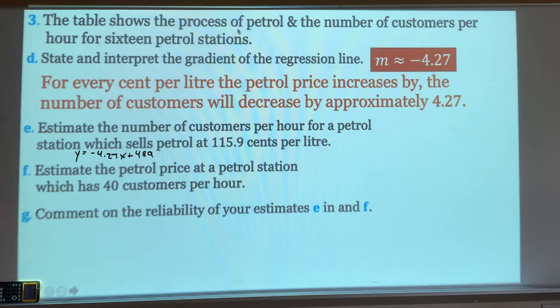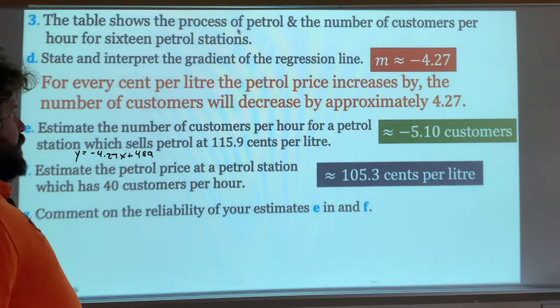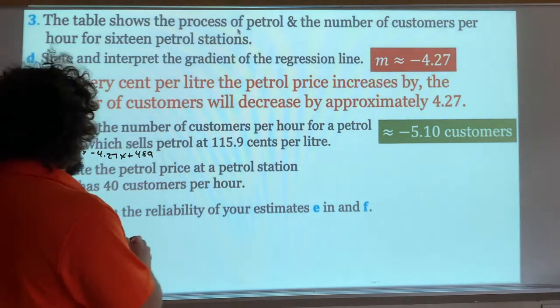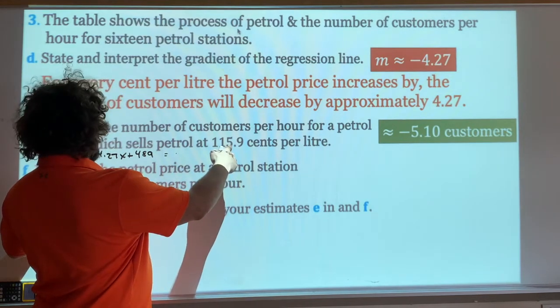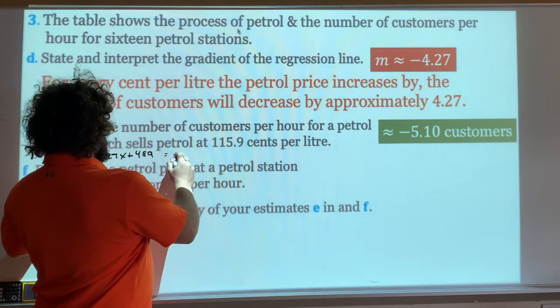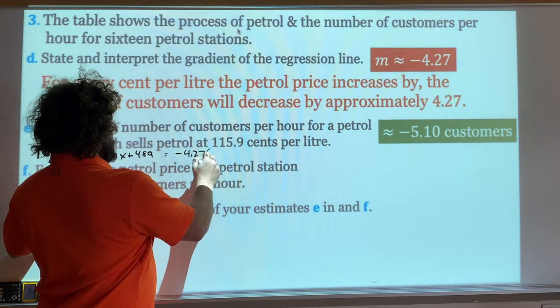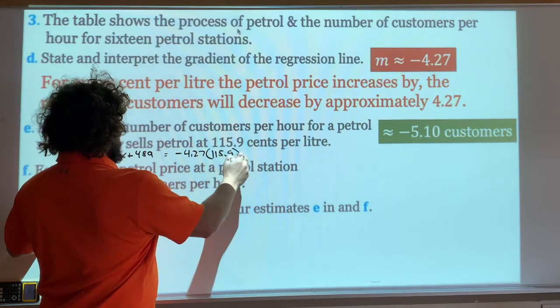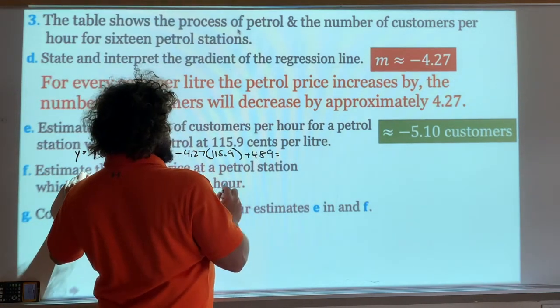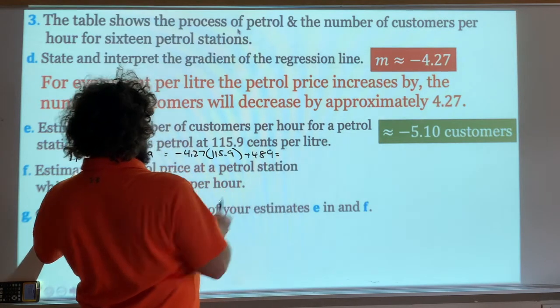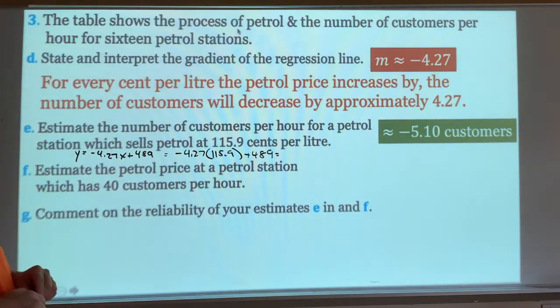Got your answer? I think I gave you enough time. Well, the answer to that was about negative 5.10. Now, how did you find that? Since it is 115.9 cents per liter, you just do negative 4.27 times 115.9 plus 489, and that equals about negative 5.10.